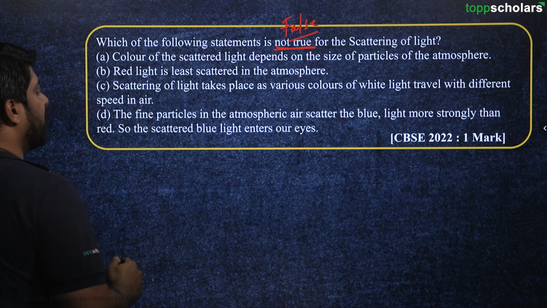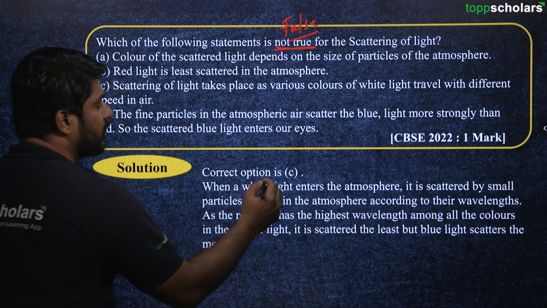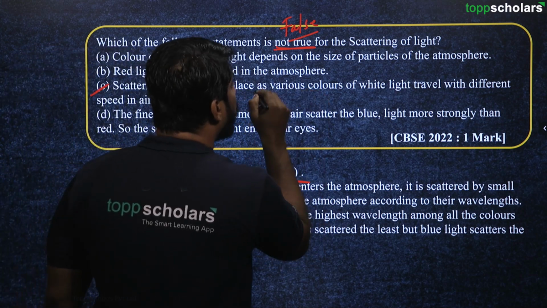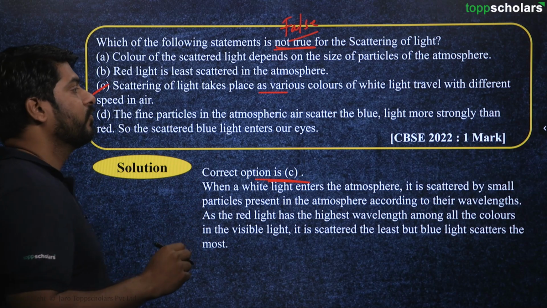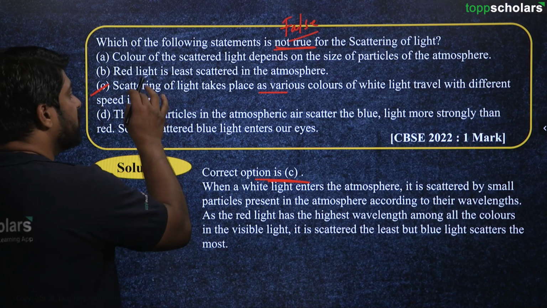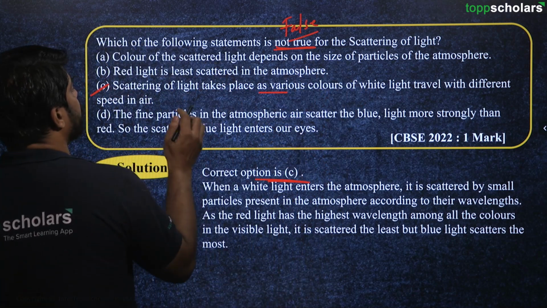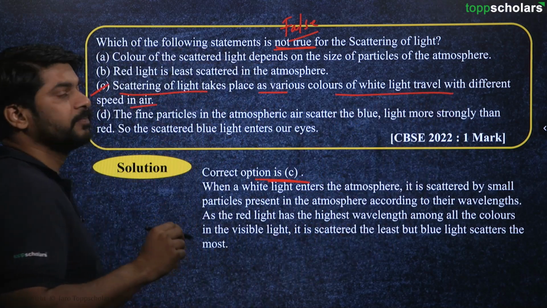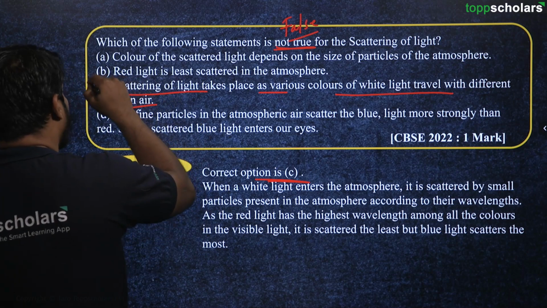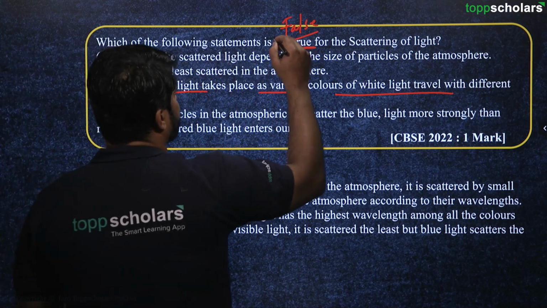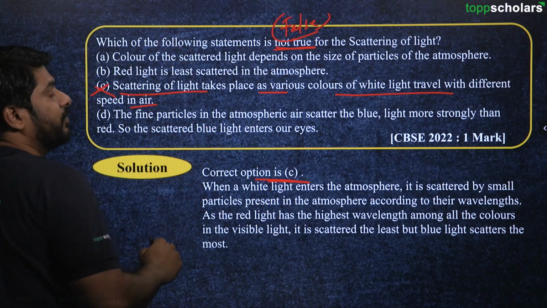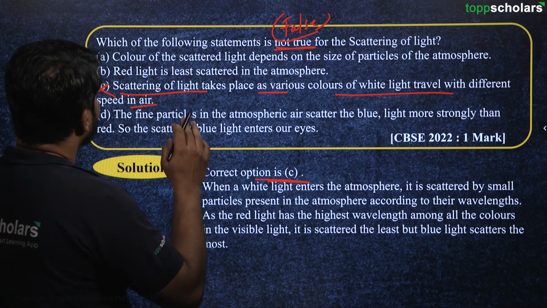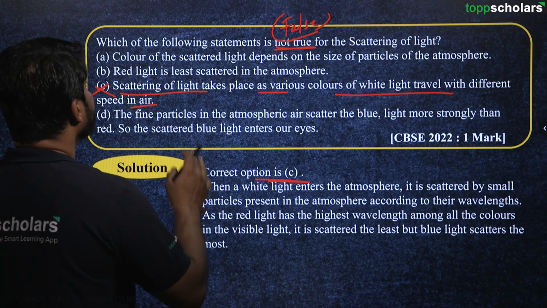So out of these, definitely the false statement is C, this one. Scattering of light takes place as various colors of white light travel with different speed in air. So this is basically not the correct answer because scattering of light generally does not take place because of this reason that is given over here. So that's why this is the wrong answer. That means this is the false statement. And if you look at these other statements we have discussed previously also, this is correct. So this is going to be the correct answer for this particular question.